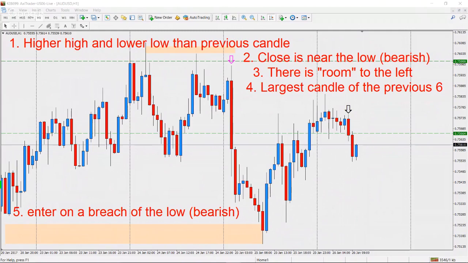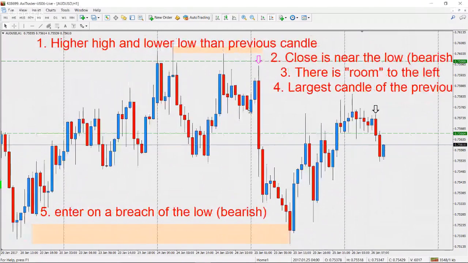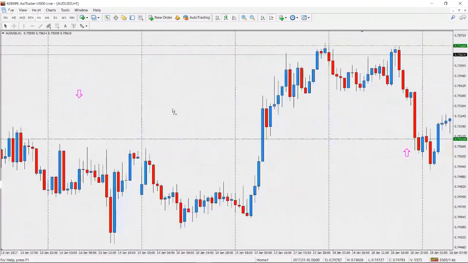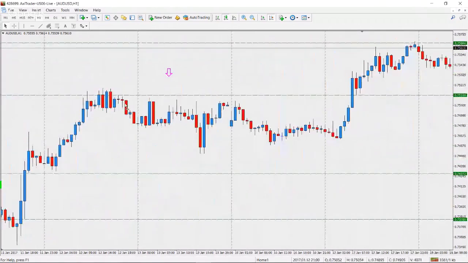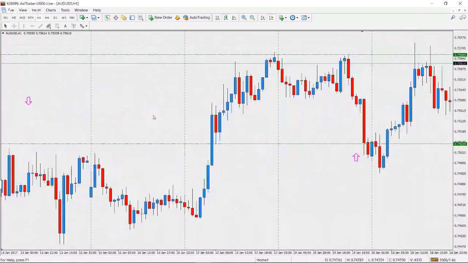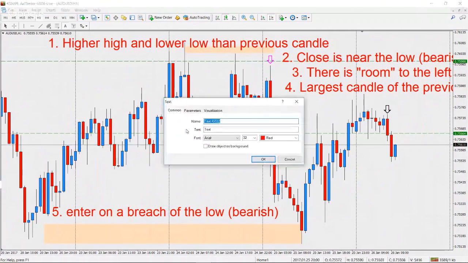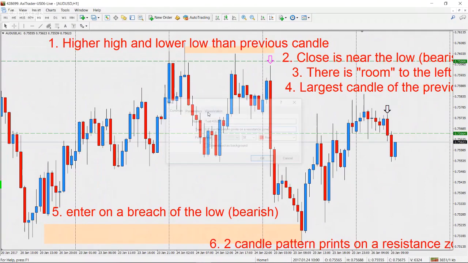All right, cool. So we could probably look at some bullish examples too, so you can see the other side of it. And obviously you want to see it on a zone, right? I didn't mention this, but the sixth rule would be that this happens on a zone. So at a resistance zone for a bearish candle, 2 candle pattern, prints on a resistance zone.